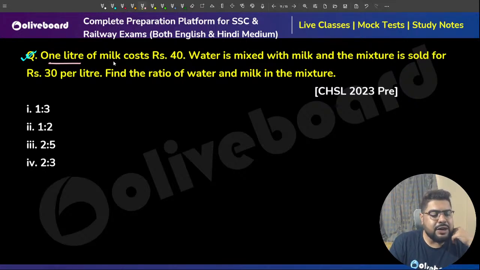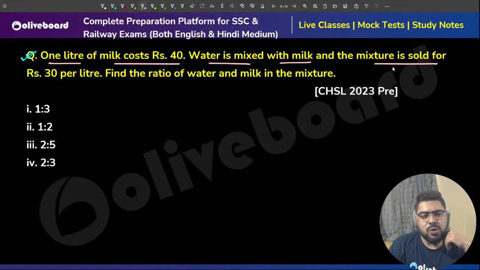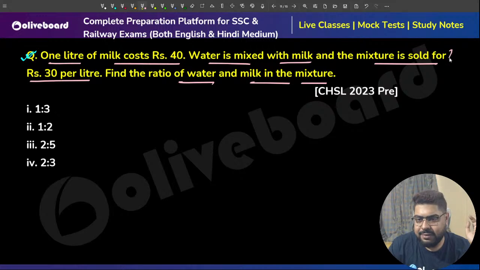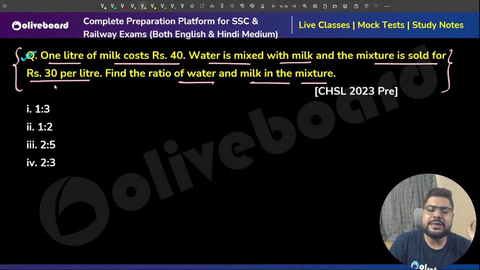Sir, 1 liter of milk costs rupees 40. Water is mixed with milk and the mixture is sold for rupees 30 per liter. Find the ratio of water and milk in the mixture. Many students solve this particular question in many different ways. I'm also saying you can solve this in many different ways, but the best way out of all those ways will be using allegation. So let's see this, a little bit advanced now.